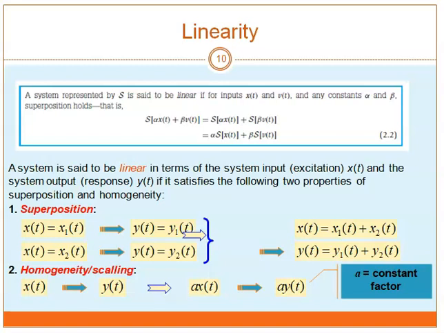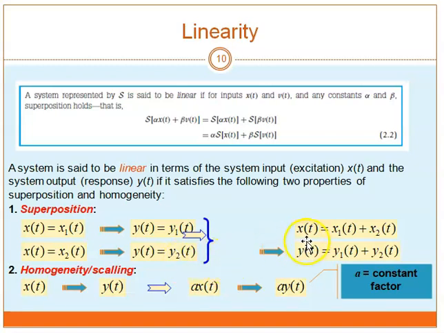Linearity. A system is said to be linear in terms of the system input, which is x(t), and the system output, which is y(t), if it satisfies the following two properties. First is superposition, and the second one is homogeneity. Superposition means that when you have x(t) equal to x1(t), you will have an output of y1(t). If you have another signal coming through the system, x2(t), this will produce an output which is y2(t).